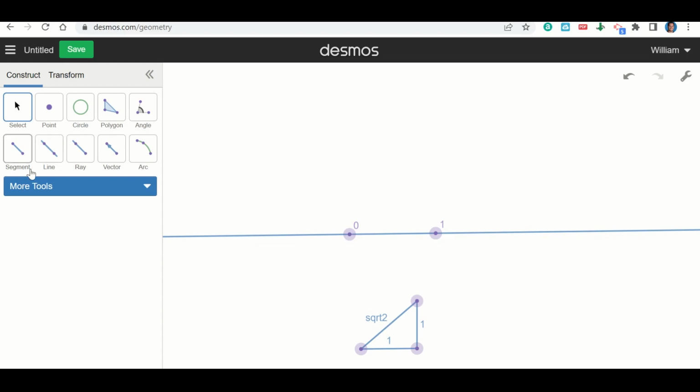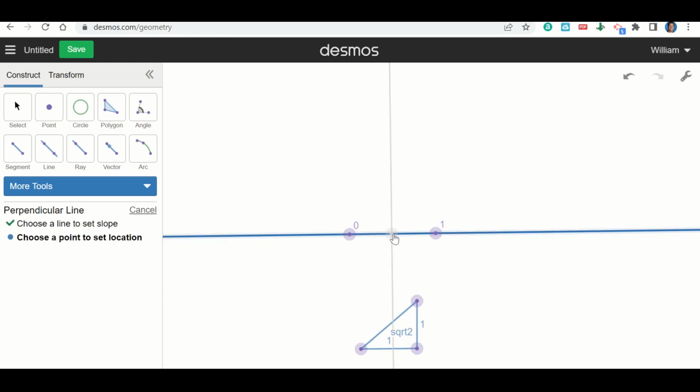So what we're going to do is we're going to use where it says more tools. I'm going to click on perpendicular line because I need to make sure that I have a perfect right angle. So I'm going to click on this segment here, this line here, and notice it creates a perpendicular line, and I want it to go through 1, just like that.